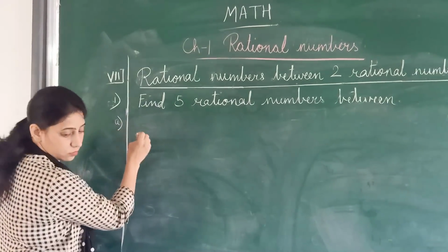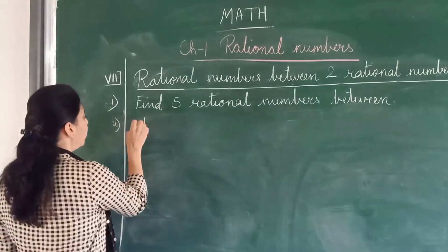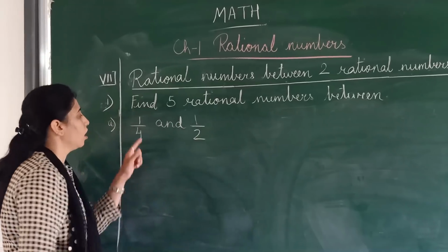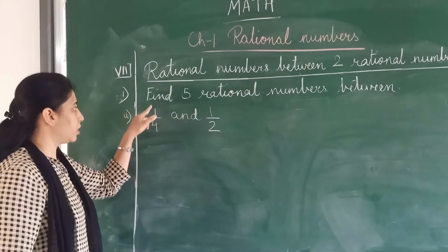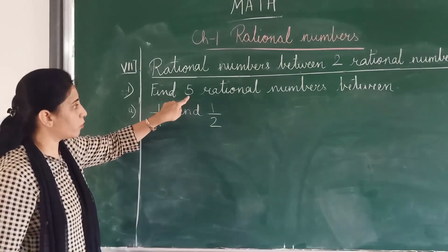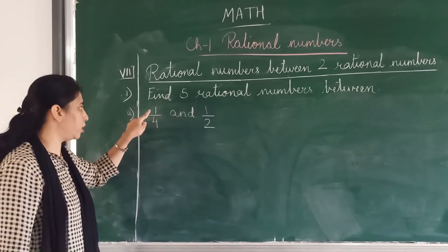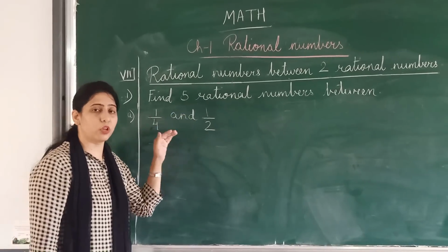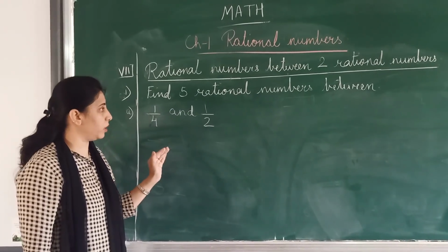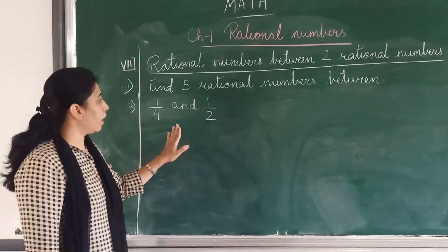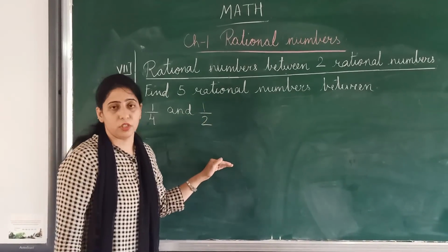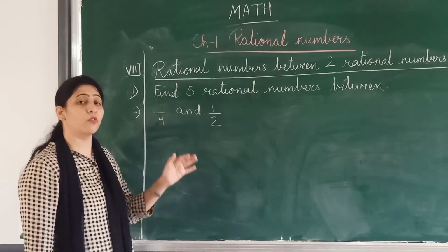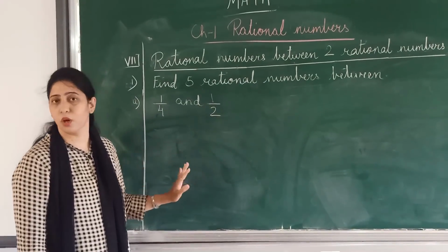Now I give another sum for the same concept: 1 upon 4 and 1 upon 2. One rational number and the other rational number, that is 1 upon 4 and 1 upon 2. So you have to find 5 rational numbers between 1 upon 4 and 1 upon 2. You are going to solve this on your own and comment the answer you find. And in this session we have learned from exercise 1.2. So we have solved all the sums from exercise 1.2.